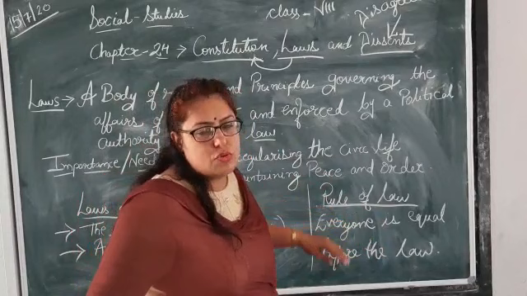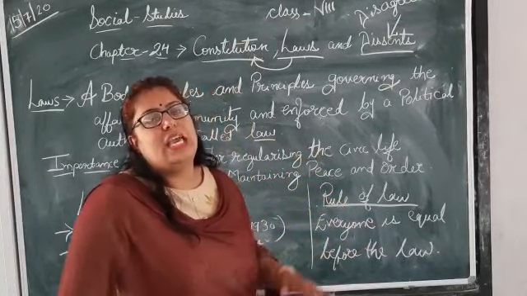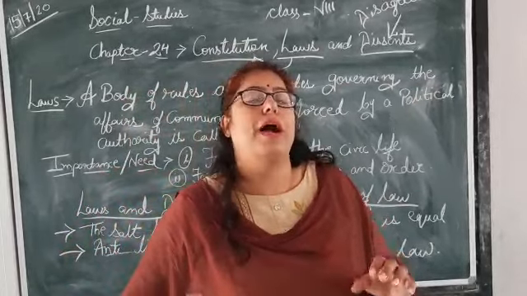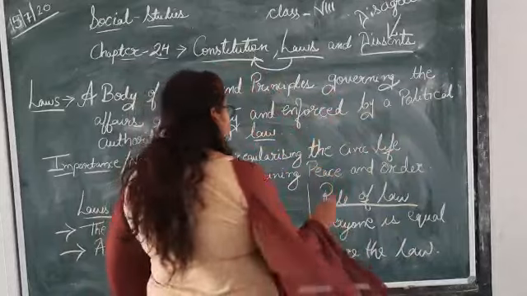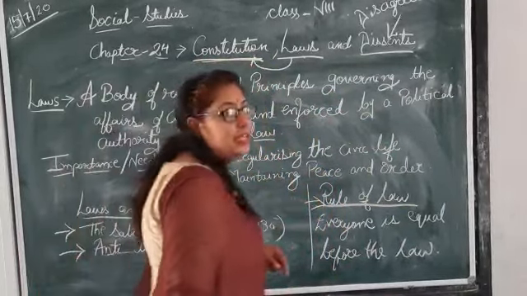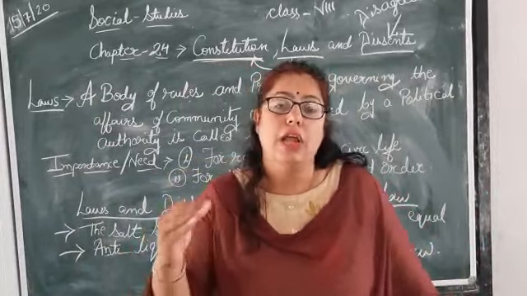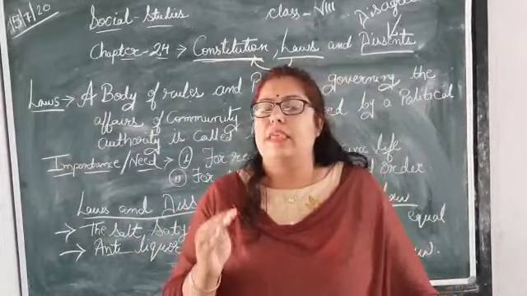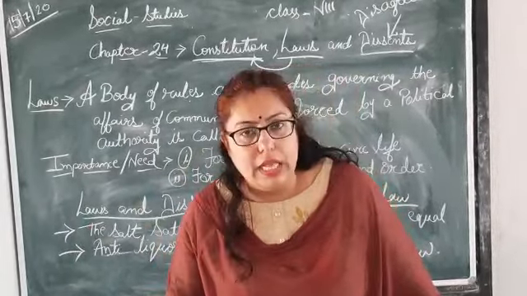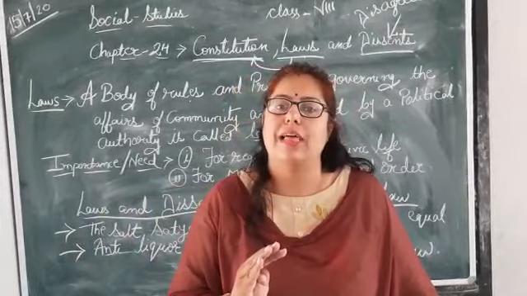Our last topic is rule of law. Rule of law, beta, everybody is equal in the eyes of law. This is also the part of our constitution. Again, rule of law is also the part of our constitution. It is written in our constitution that the rule of law is equal for everybody. Everybody is equal in the eyes of law, whether it is a political leader or some poor person, rich or poor person, everybody is equal in the eyes of laws.